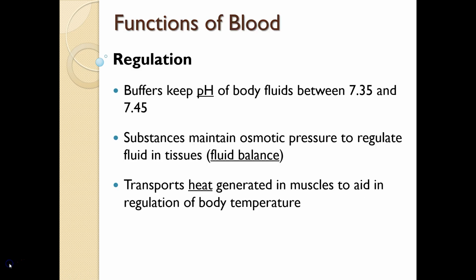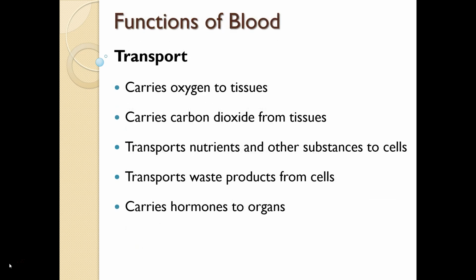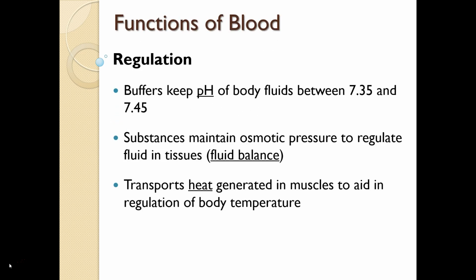Okay, so it allows us to maintain fluid balance and stabilize pH of the extracellular fluid, as well as control of body temperature. All right. So one of the things you will see is the normal pH of blood. Make sure you know that the normal pH of blood is between 7.35 and 7.45.